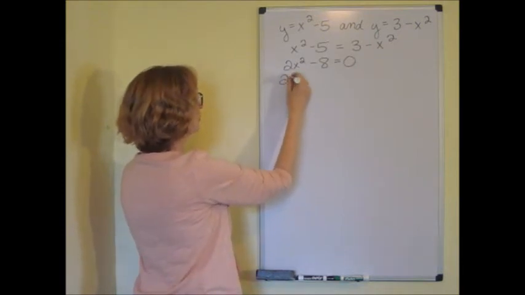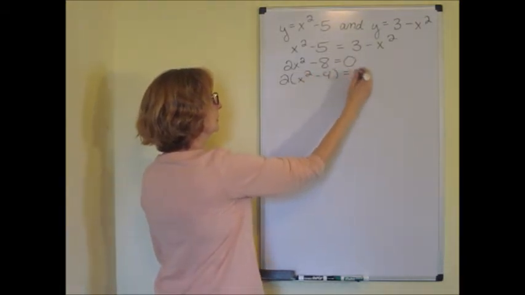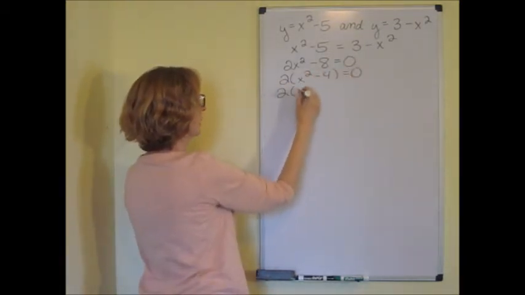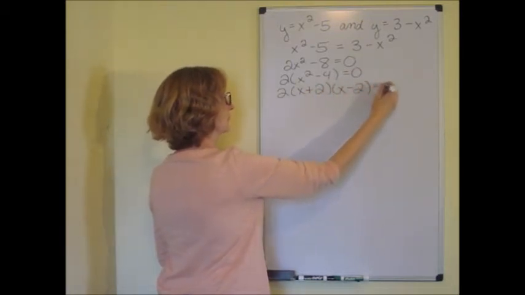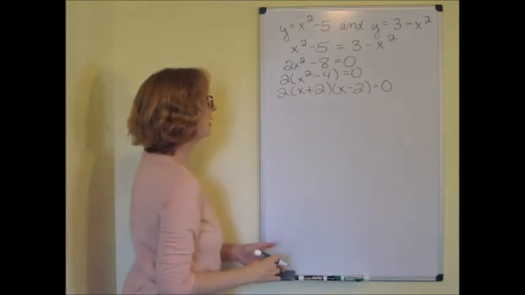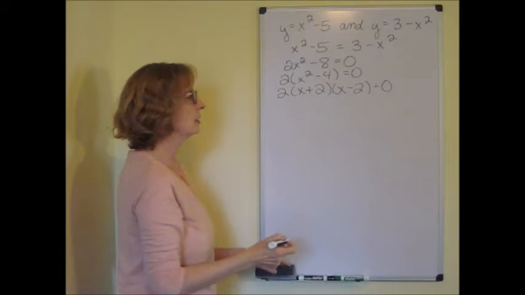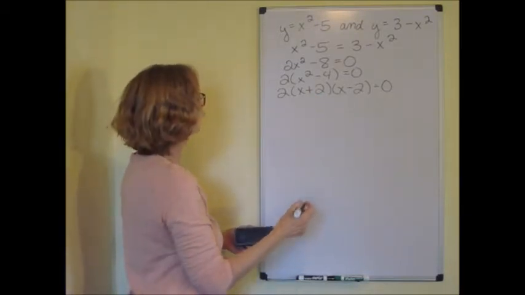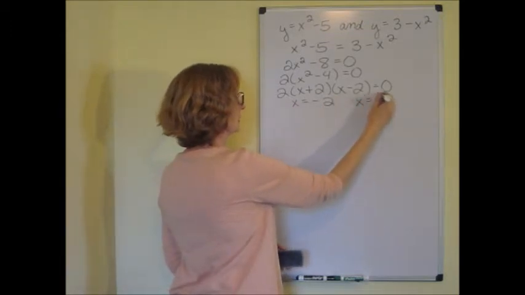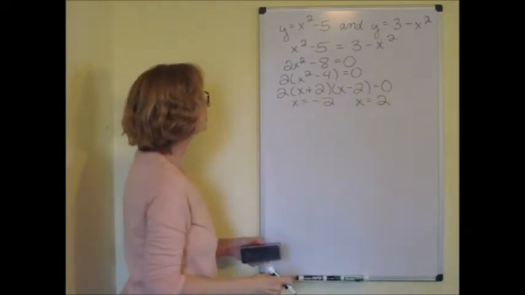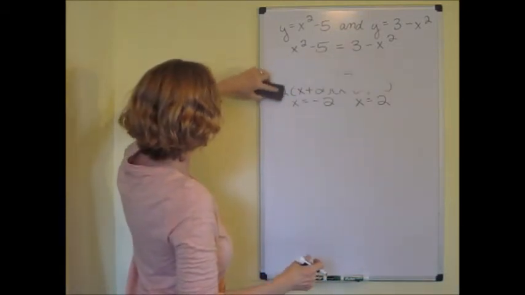I'll factor out a 2. That's going to leave me x squared minus 4, which will factor to x plus 2 times x minus 2. All right. So our two x values where these intersect are going to be at x equals negative 2 and x equals positive 2. And that's going to be our limits of integration. Okay, so that's our first step.